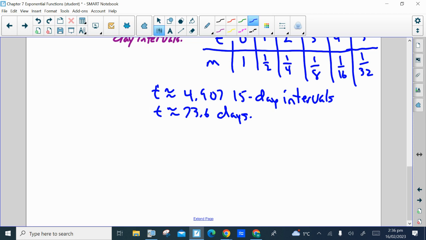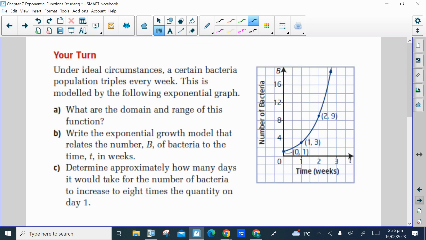The next chapter is logarithms. This chapter just deals with exponential functions. So here's an example of exponential growth. Under ideal circumstances, a certain bacteria population triples every week. This is modeled by the following exponential graph. What's the domain and range of this function?